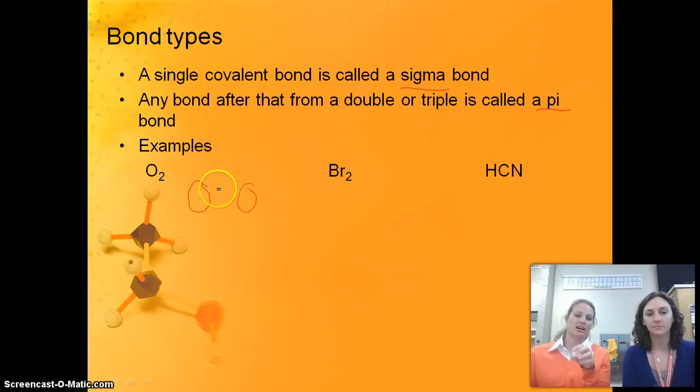O2, we're not going to do all the dots. We'll show you in class how these work to save a little time here. O2 is double bonded, and if we've got a double bond, one of the bonds is going to be a sigma, the other one is a pi, so we would say O2 has 1 sigma and 1 pi.